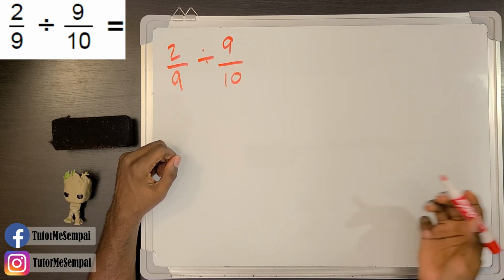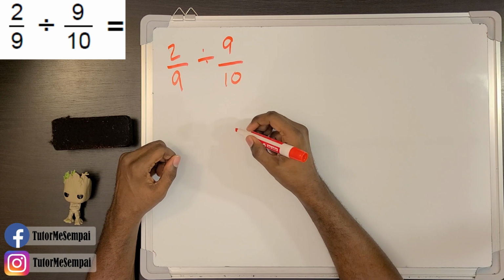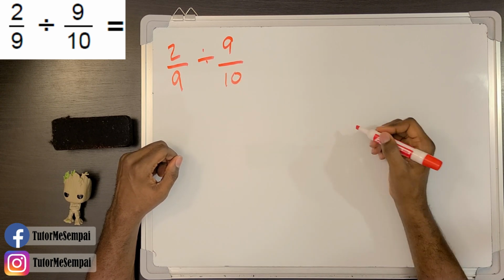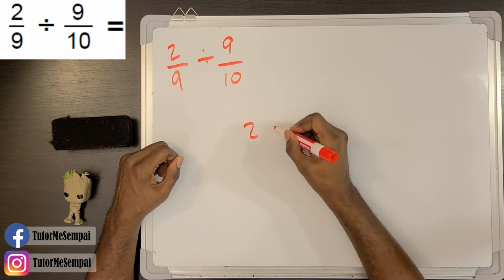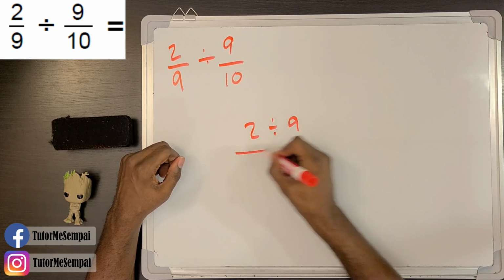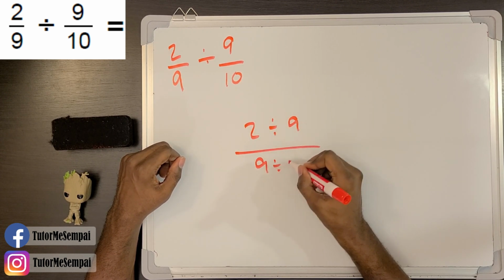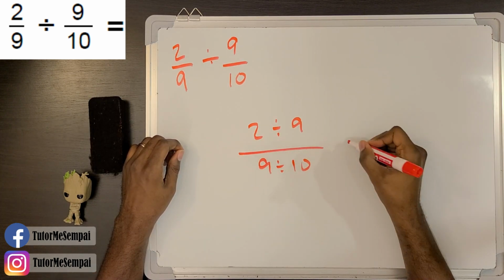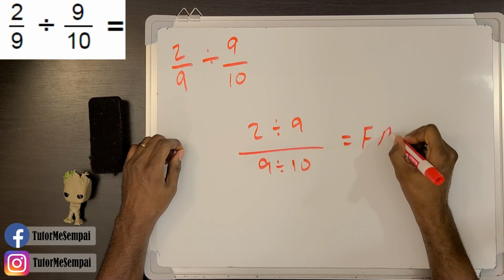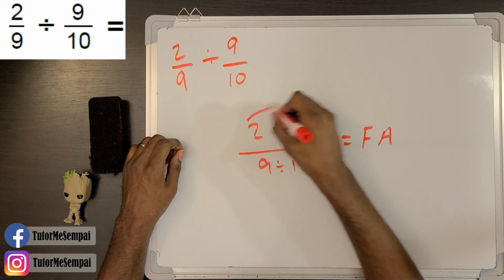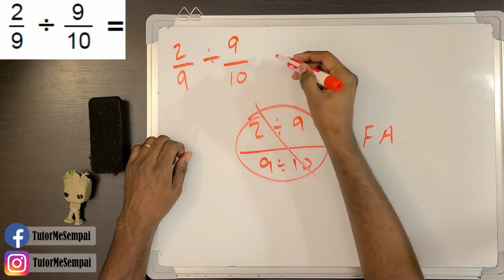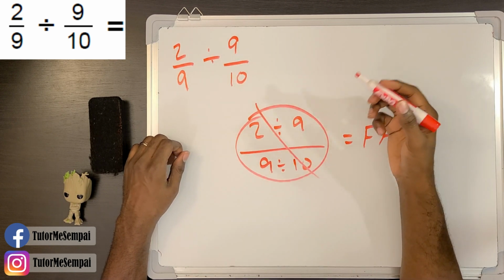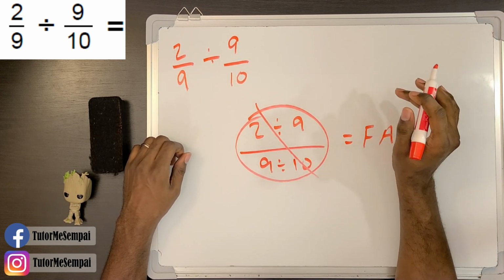Now, if you are familiar with multiplying fractions, you might be tempted to divide across, just like you would multiply across. So that would look like 2 divided by 9, and 9 divided by 10, and whatever that equals will be your final answer. However, this is not the case. Unlike multiplication, you don't want to just divide across a numerator and a denominator. That's not going to be the right answer.